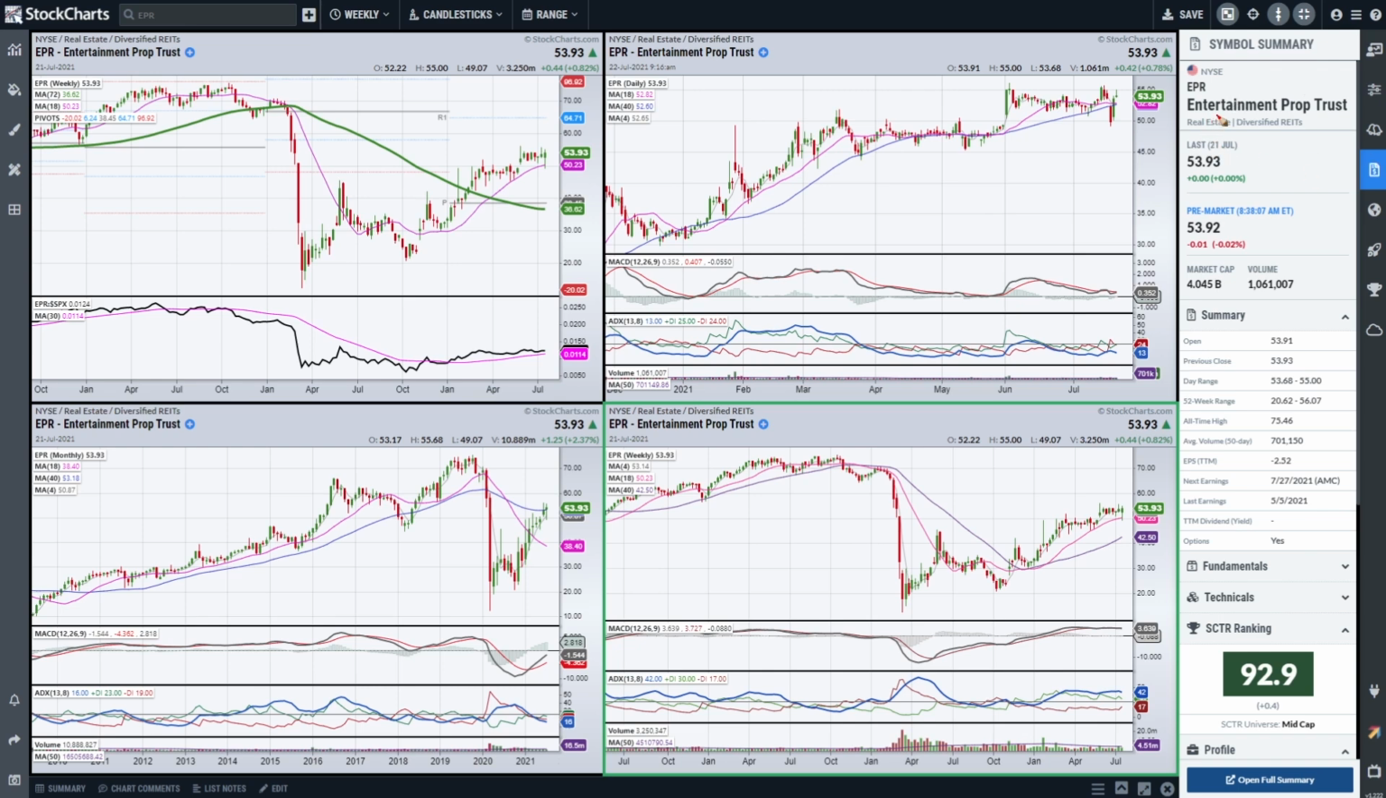And that's, I want to see I've got the industry as well as the sector. And again, the pre-market data, I've got the market cap. This is very important to me. I like to know what the average volume is. In most cases, I like to see average volume greater than 1 million.